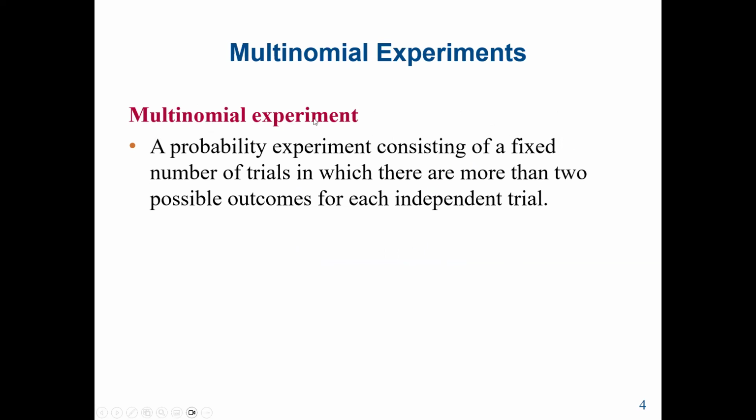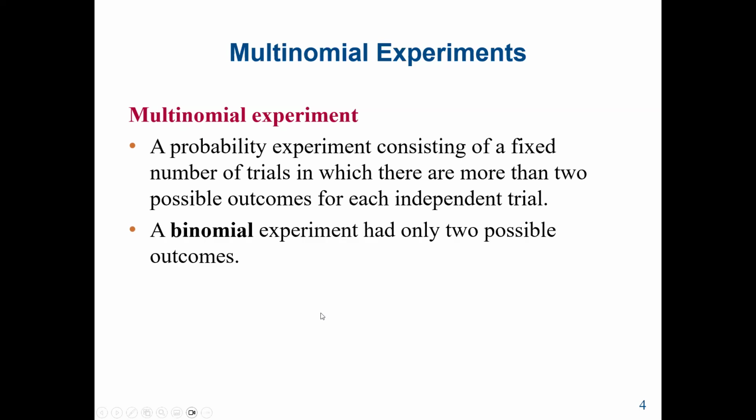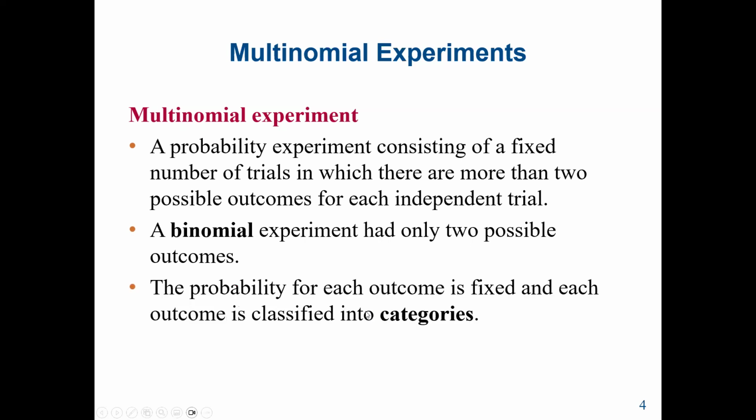A multinomial experiment is a probability experiment consisting of a fixed number of trials in which there are more than two possible outcomes for each independent trial. Again, that's why the term is multi. Multi is many, so more than two. Now, a binomial, bi means two, so a binomial experiment has only two possible outcomes. Now, the probability for each outcome is fixed, and also each outcome is classified into categories.